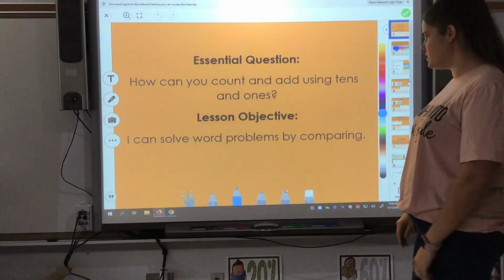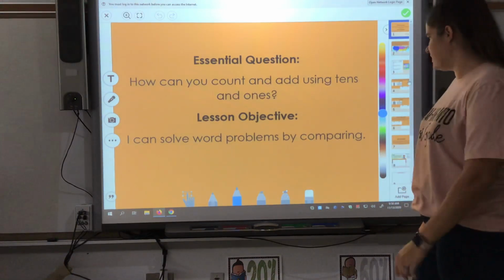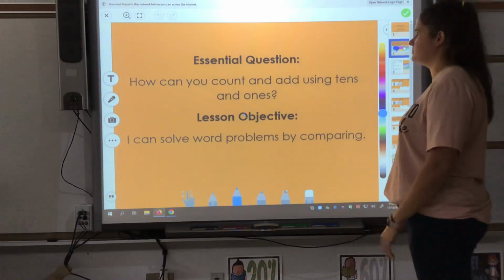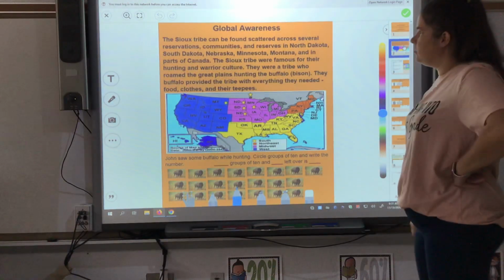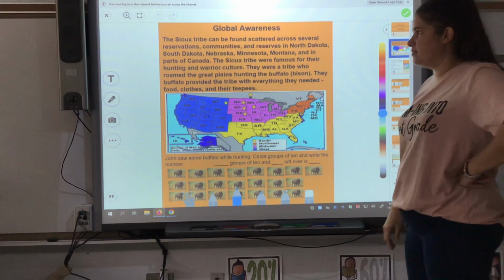Using tens and ones. Our objective: I can solve word problems by comparing. Our global awareness, we are talking about tribes, Native American tribes.